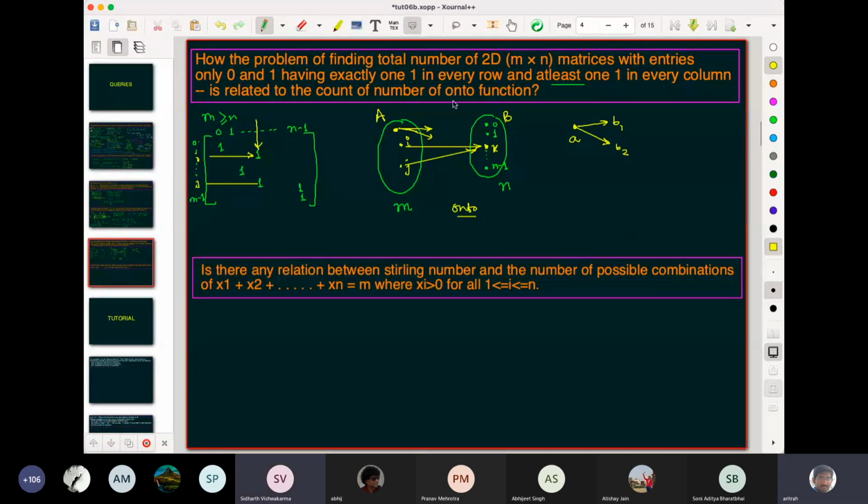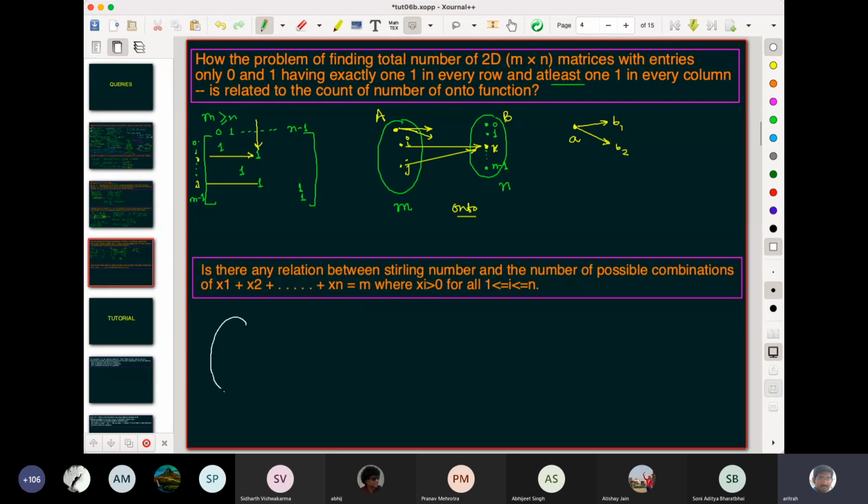So it's the number of onto functions that you have to count now, because the placement of A will dictate these edges, the different ways you can make the onto function. Now this question I do not have an answer to, because these questions are different. You asked whether there is any relation between the Stirling number and the number of solutions of x1 plus ... plus xn equal to m, where xi can be 0.